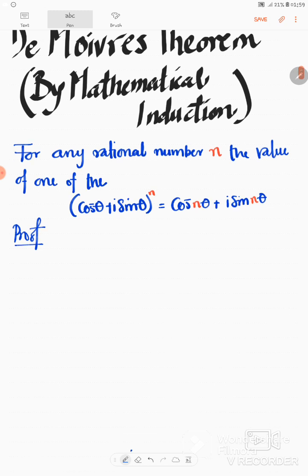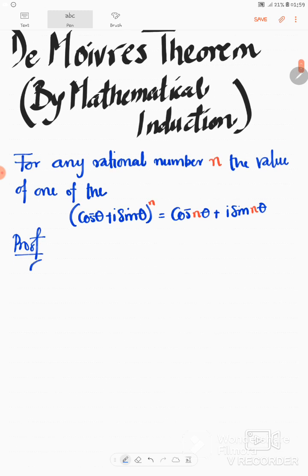Now let's start with case 1. That is, prove true. First stage is prove true for n equals 1. Prove true for n equals 1.